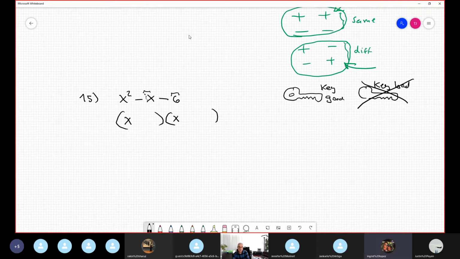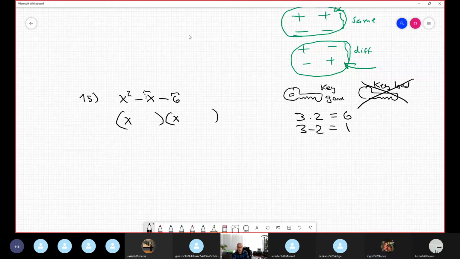3 is divisible by 6, by 2 also. Entonces, what is your proposal? 3 and 2? Looks like it. Yes. 3 times 2 is 6, and 3 minus 2 is 1. This is a combination. 3 and 2. Remember, I put the bigger first and the smaller second.